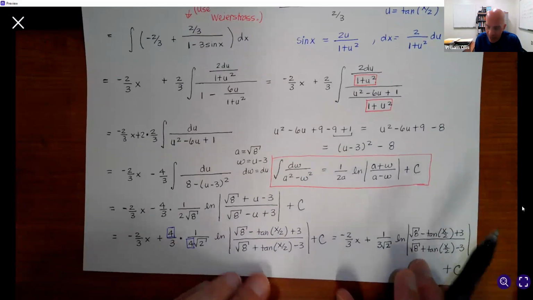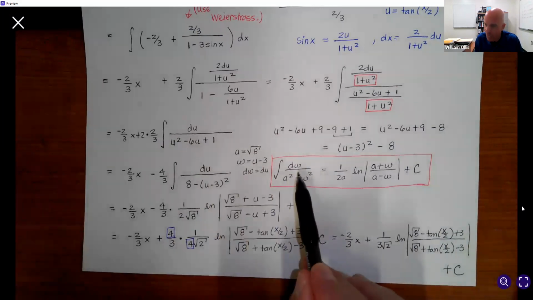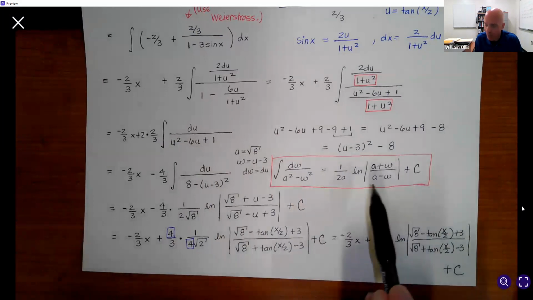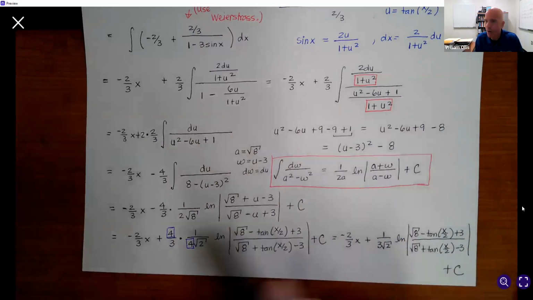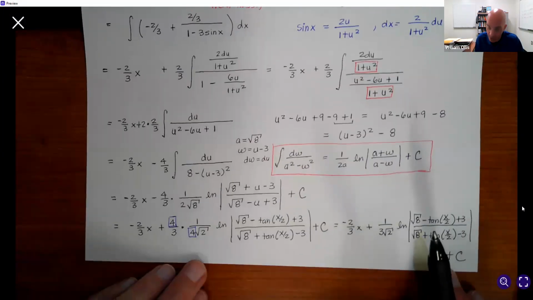Now notice I did not use the same variable u since we're already using that. So I just have an omega here. And this is the form that we've become very familiar with. It turns up quite often in our calculus study and in physics. So it's one of our friends.